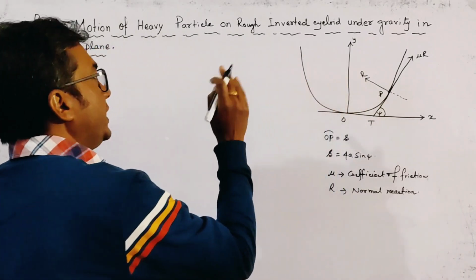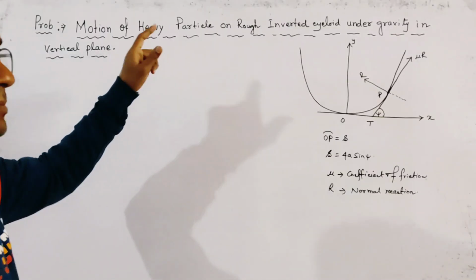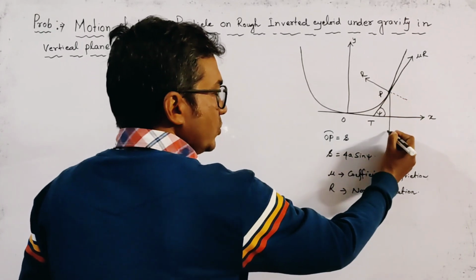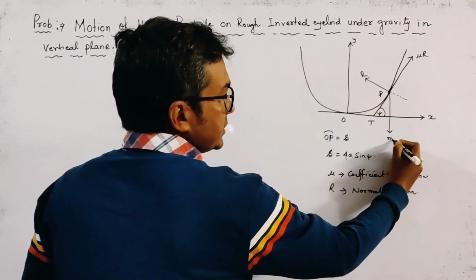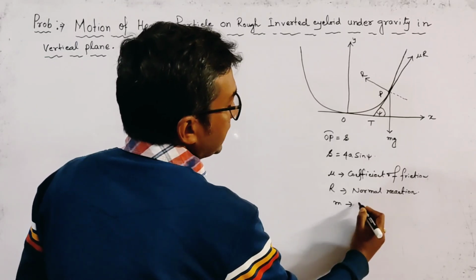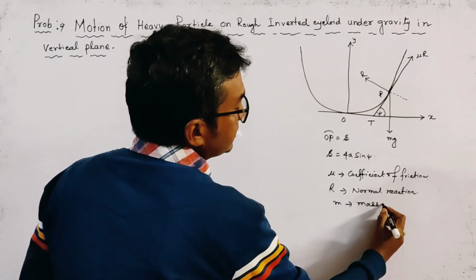And the weight of the particle, because the particle is a heavy particle, is mg, which acts vertically downwards. This is mg, and m is the mass of the particle.